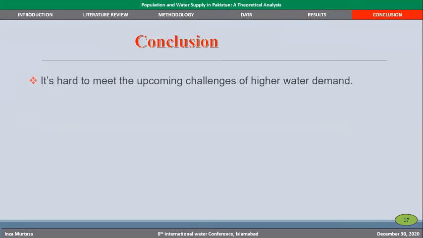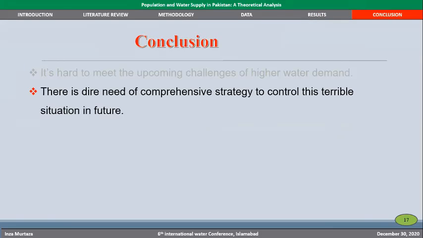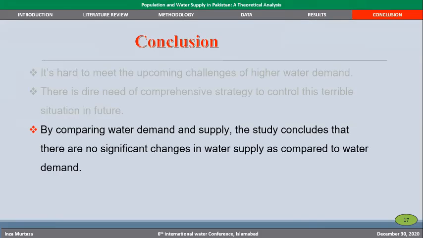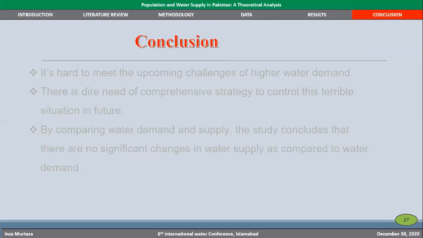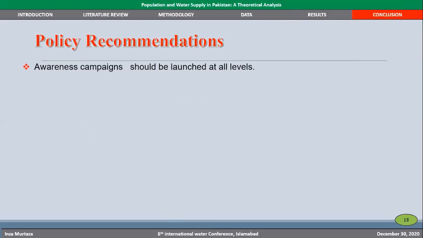In conclusion, it's hard to meet the upcoming challenges of high water demand. There is a dire need of a comprehensive strategy to control this terrible situation in future. By comparing water demand and supply, the study concludes that there are no significant changes in water supply as compared to water demand. Policy recommendations are that awareness campaigns should be launched at all levels.